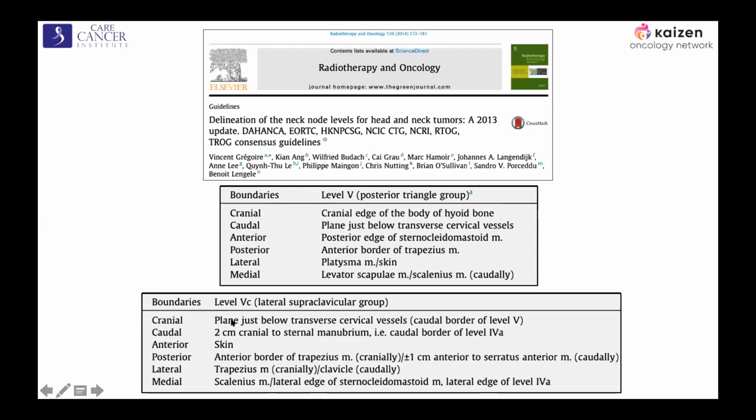5C is also known as the lateral supraclavicular group. It extends below the transverse cervical group of vessels and extends caudally up to 2 centimeters cranial to the manubrium sternum. So this is basically the caudal border of 4A. As you can imagine, our supraclavicular fossa is an oblique structure, so laterally you have a higher boundary. So the lateral supraclavicular nodal station ends 2 centimeters above the manubrium sternum, and the medial supraclavicular nodal station starts 2 centimeters cranial to the manubrium sternum.